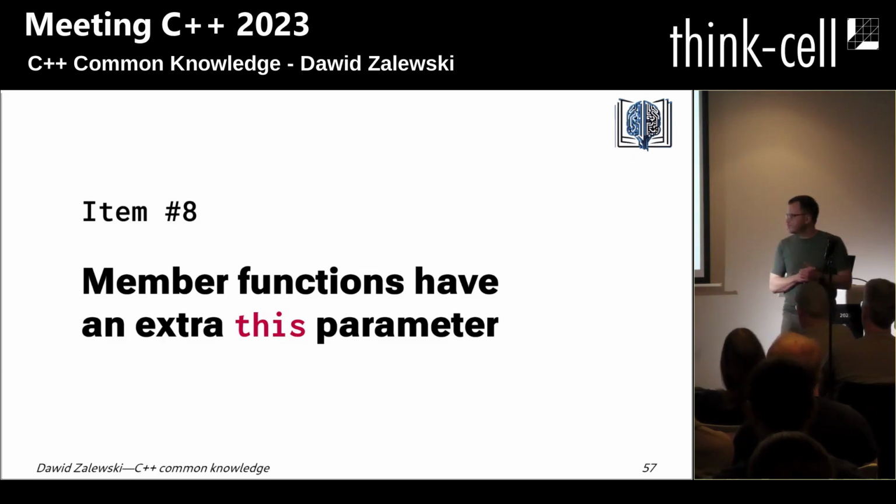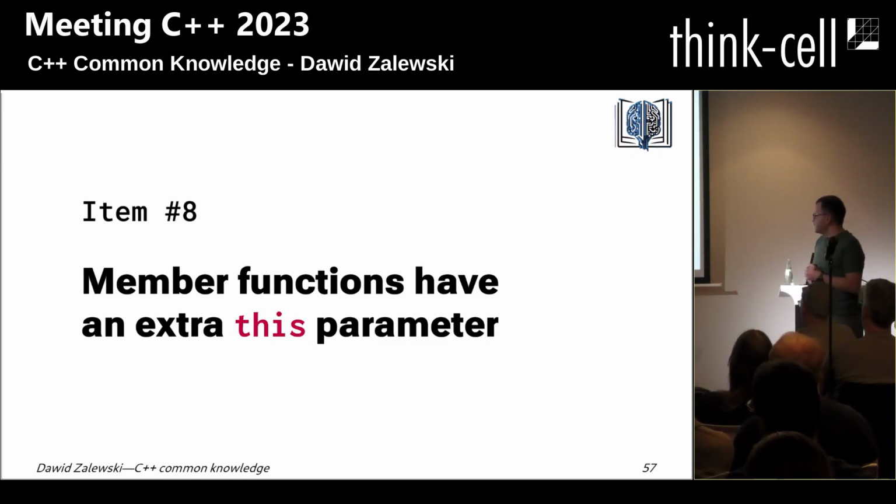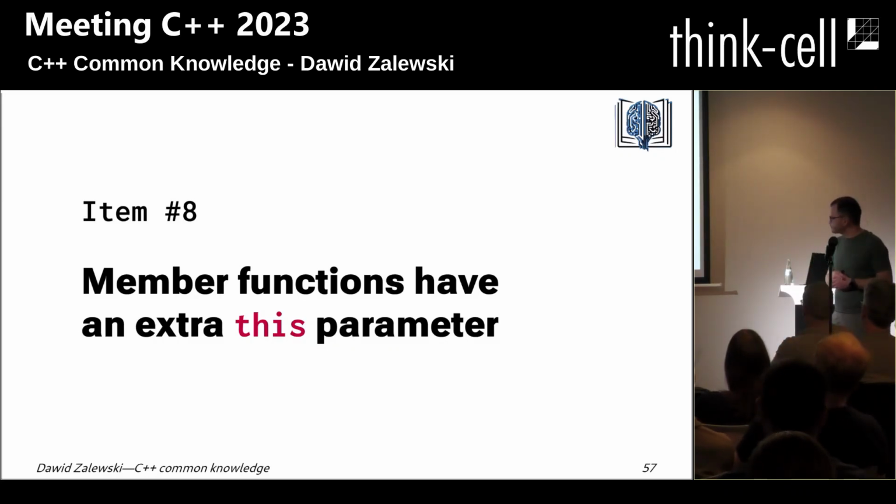Member functions have an extra this parameter, or an extra this argument, passed to them. It's a very profound item that really goes into the object model of C++ and how things happen in C++, that helps you understand how more advanced features work, like deducing this, that has been kind of there in the language now, right? And you can use it.